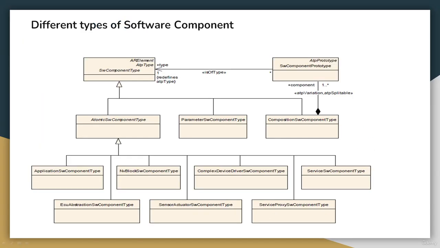So these are different types of software components: atomic, parameter, composition, service, CDD, NVBlock, application, ECU abstraction, sensor actuator, service proxy.